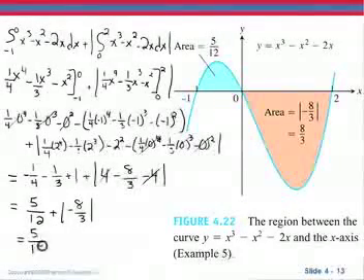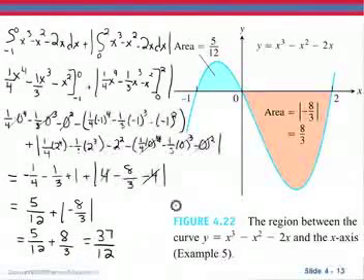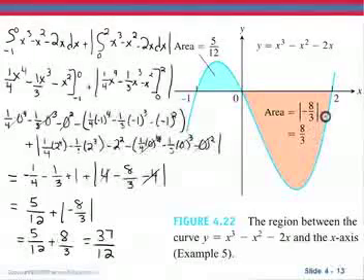Okay, and so this is 5/12 plus 8/3. Now remember 8/3, you have to multiply the top and bottom by 4, so it'd be 32/12, so that's 37/12. So the actual area here is what we get when we add 5/12 plus 32/12, which is 37/12.